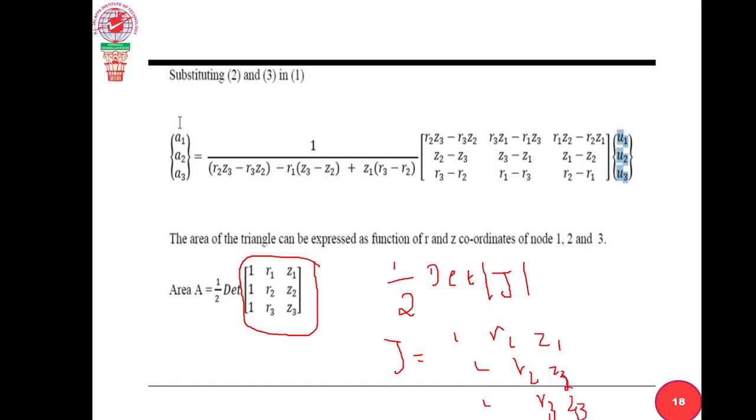Please all of you do that. This is the area of the triangle with respect to the r and z coordinates, nodes 1, 2, 3.